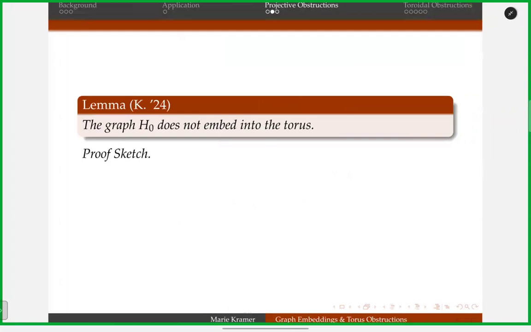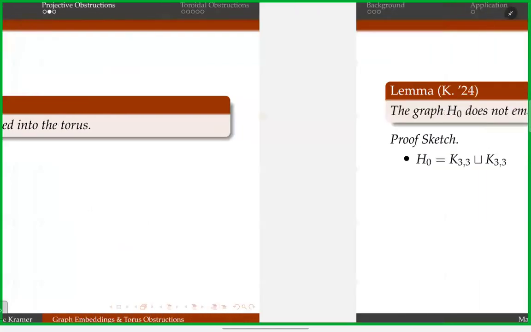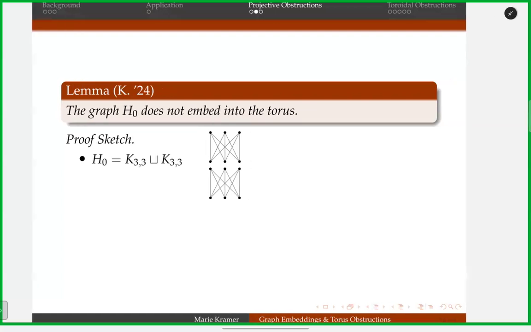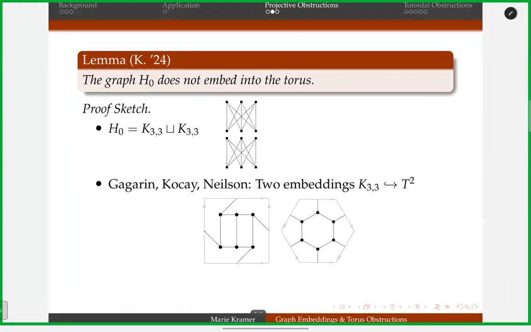Now I want to give you a little bit of an idea of how we go about proving this. The fact that H0 does not embed into the torus is a nice warm-up example. People already knew that H0 doesn't embed into the torus, but let's take a quick look at this. H0 is this graph. It's just a disjoint union of 2 K33s. And luckily, we know exactly how K33 embeds into the torus. There are these 2 ways. If we analyze these embeddings a little bit, we'll notice that each of these faces is homeomorphic to an open disk. So basically, each of these faces behaves like the plane.